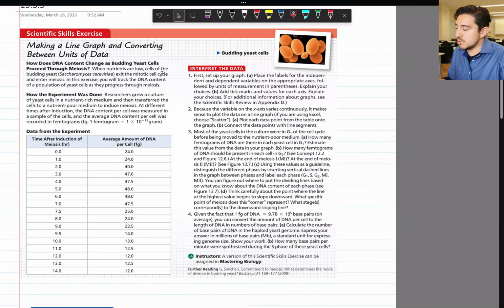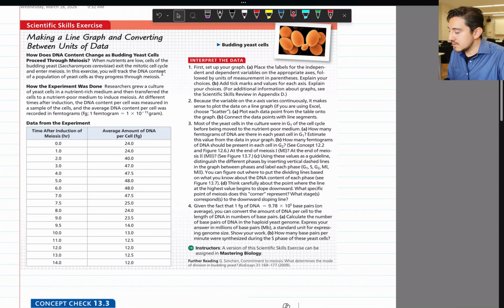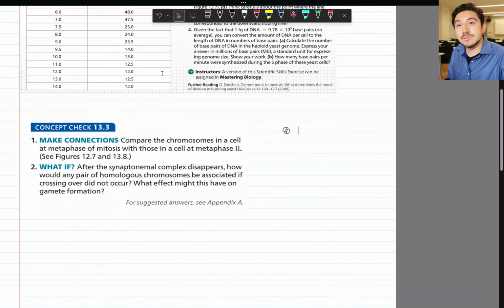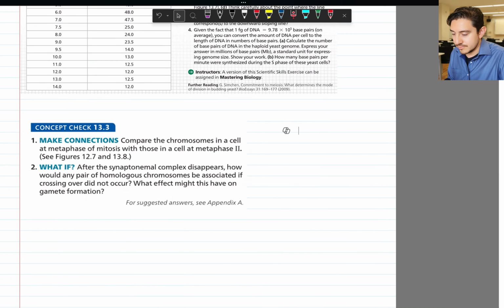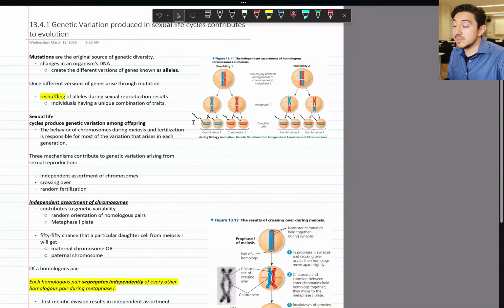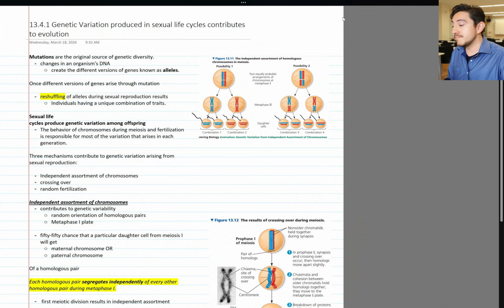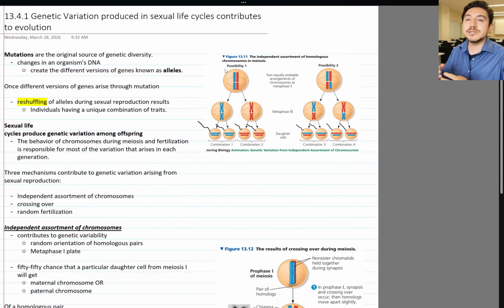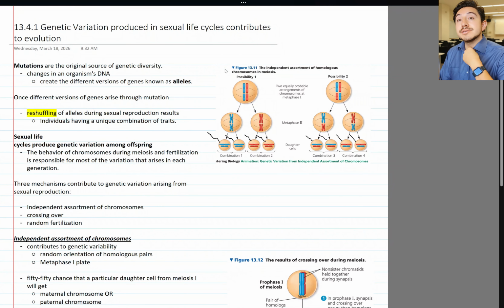at and try it out on yourself. Okay, in the concept check, that's always good to review these questions here. All right. And lastly, this could be given as an essay question. How do you see genetic variation within this process?